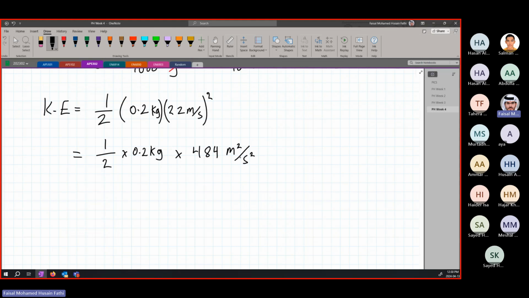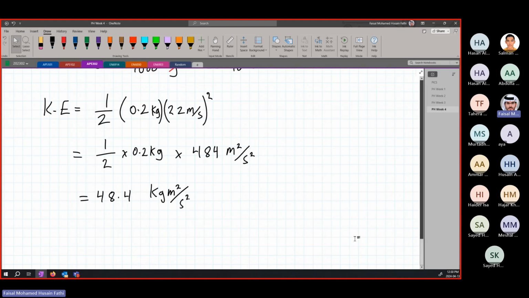So this is going to give us, remember, half times 0.2 kilograms times 484 meters squared per second squared. In other words, if we simplify all the numbers, it's just half times 0.2 times 484, which is 48.4 kilogram meters squared per second squared.